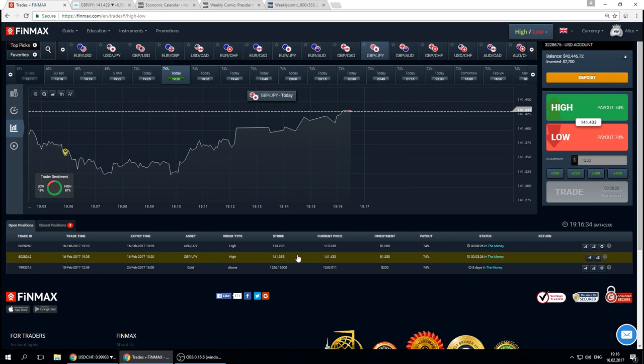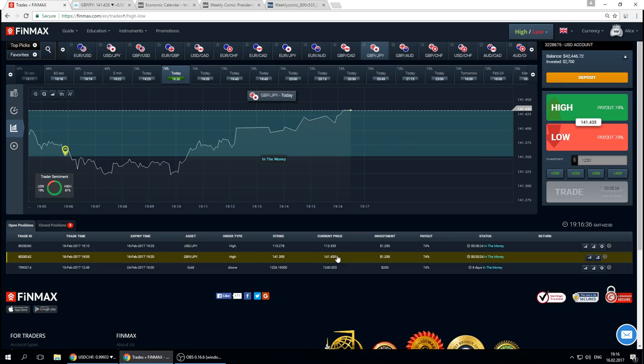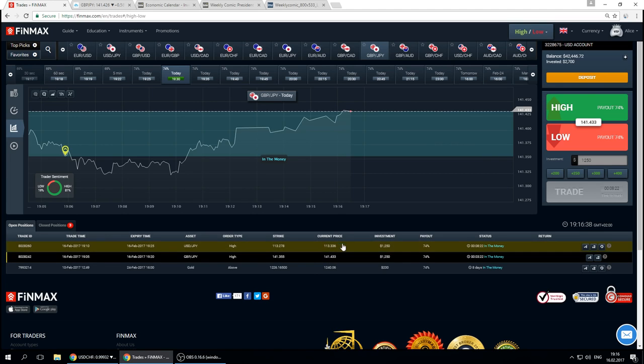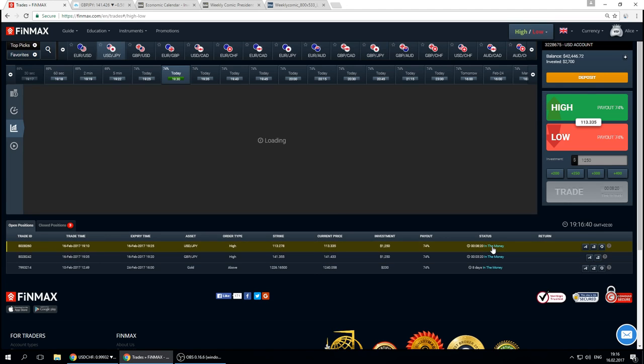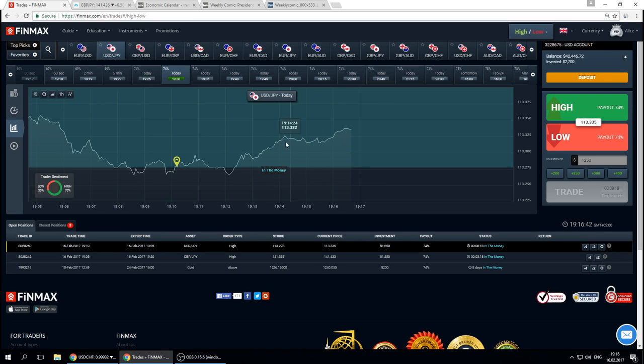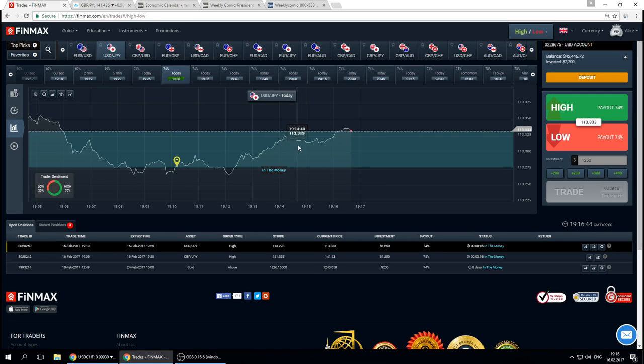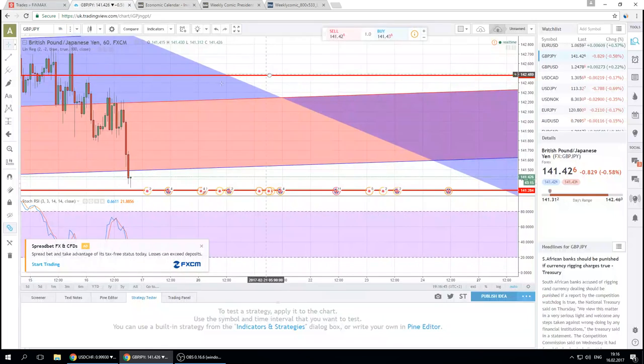So 3 more minutes till this trade expires, and 8 more minutes till this one expires. But everything looks good to me, so let's wait and see how everything ends.